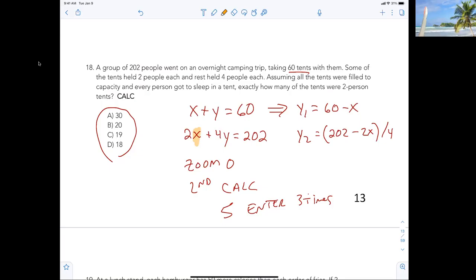Now, what Zoom Zero is, it's Zoom Fit, which just basically means it's taking the information that's in the domain, transferring the range to fit the domain, and then you can see the point of intersection nice and clearly. All right. So hopefully you guys feel good about that.